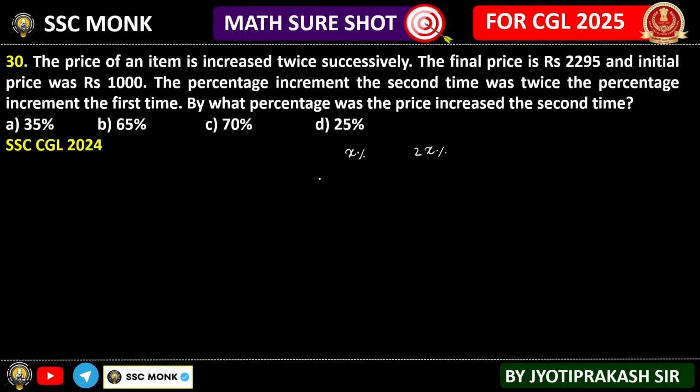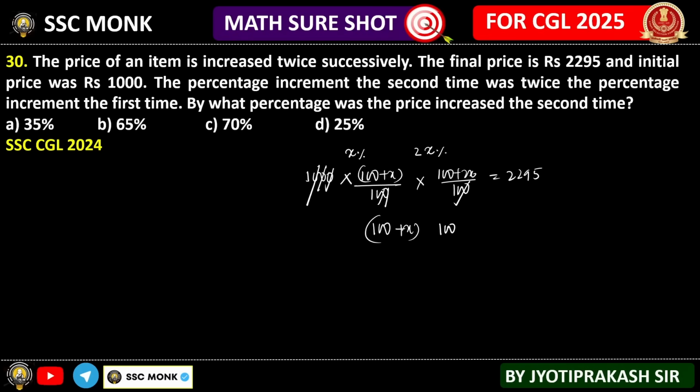Now, let's say first time 1000, then X% increase. So 1000 into (100 plus X) by 100 into (100 plus 2X) by 100 is equal to 2295. The zeros cancel. Now simple thing, 100 plus X into 100 plus 2X is equal to 22950. Either I can find out the whole thing or I will simply use my brain.